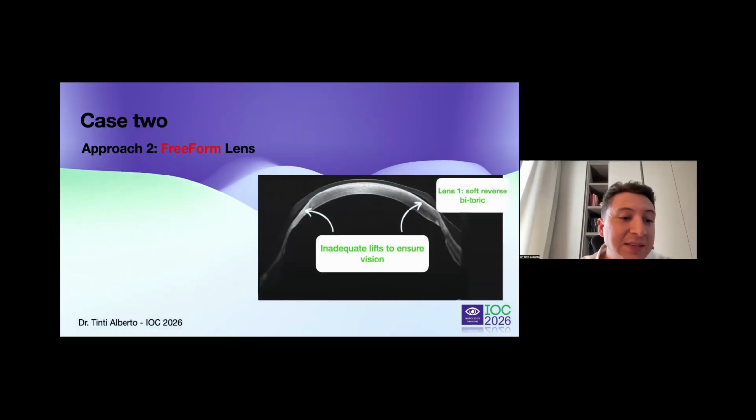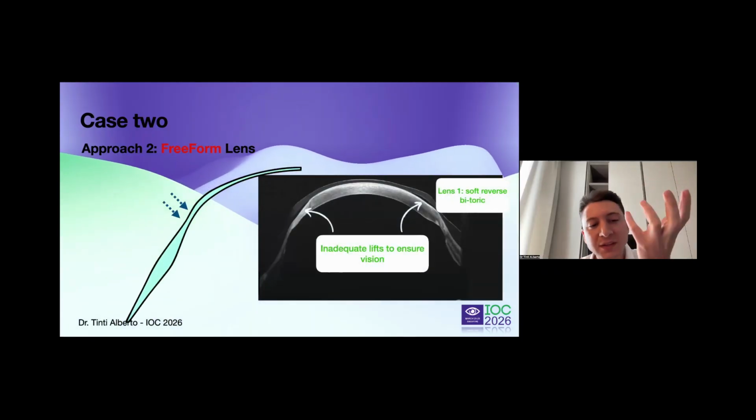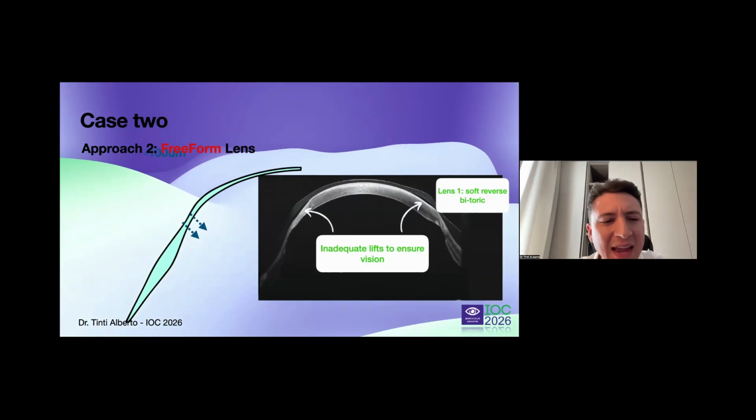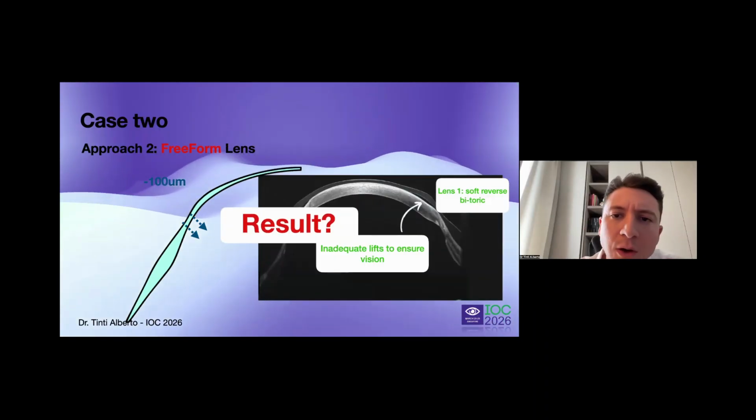For the left side, the situation is a little different. Instead of lifting the surface, we need to reduce the clearance. So we locally decrease the sagittal depth by about, let's say again, 100 microns. So what is the result of this modification?